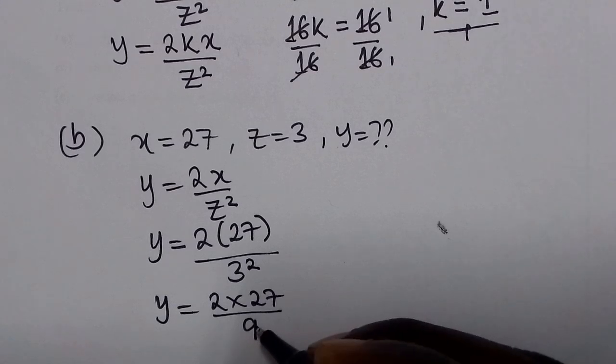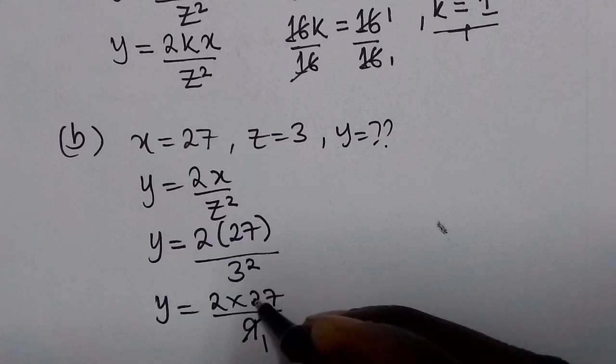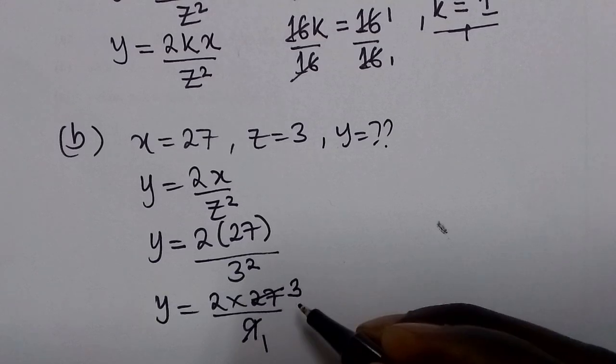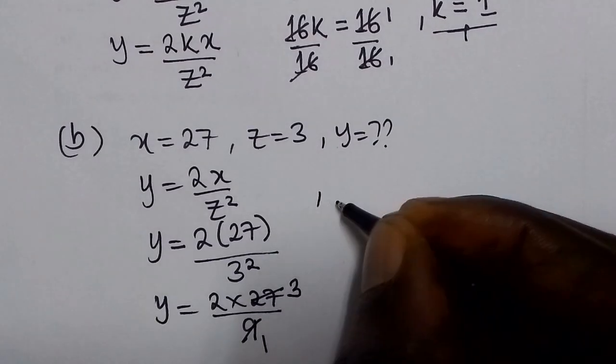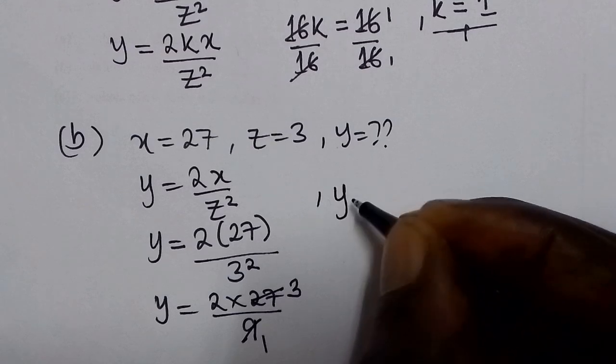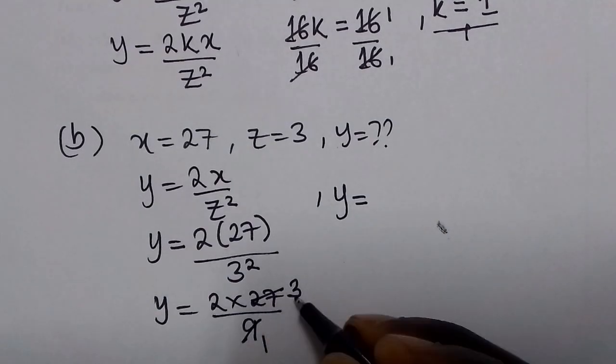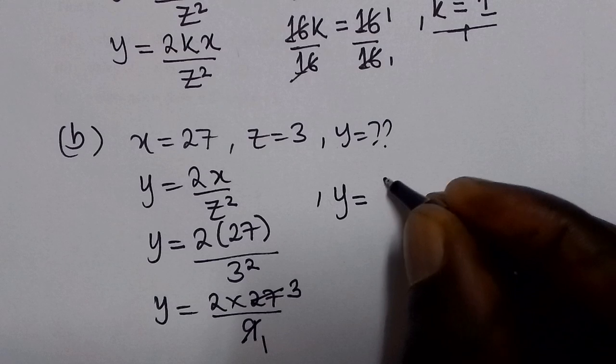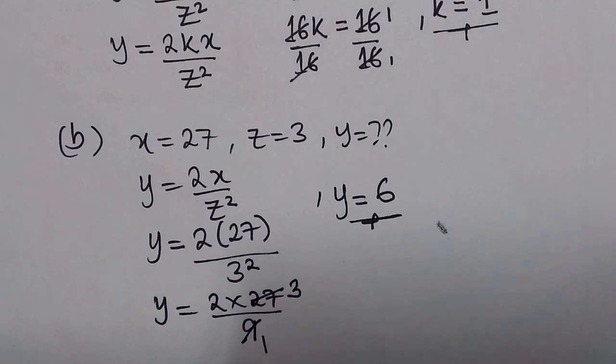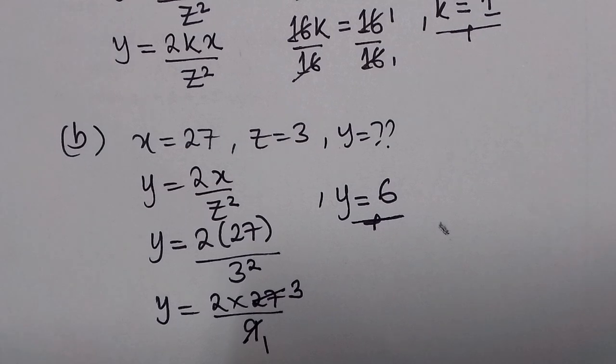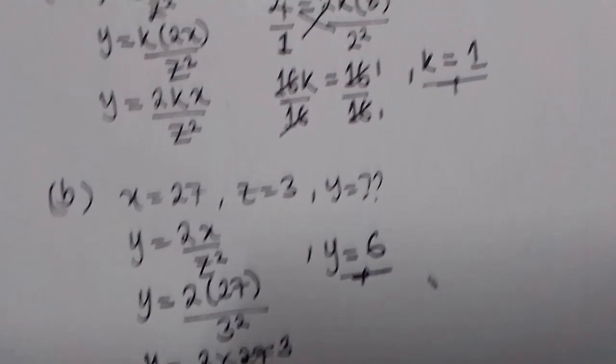We can simplify. 9 can go into 27. So 9 into 9, 1. 9 into 27, that's 3, because they are 3 times. So our conclusion for y is y equal to 2 times 3, which gives 6. So when x is 27 and z is 3, the value of y is 6. So we now go to C.